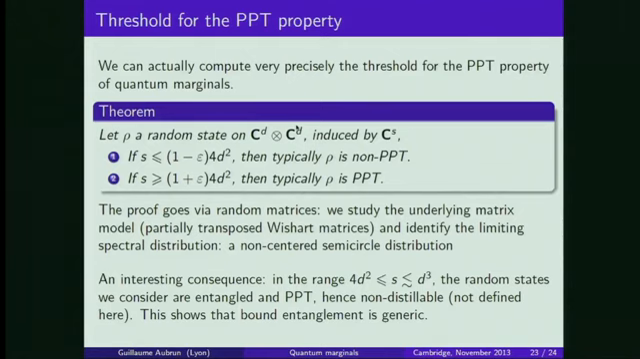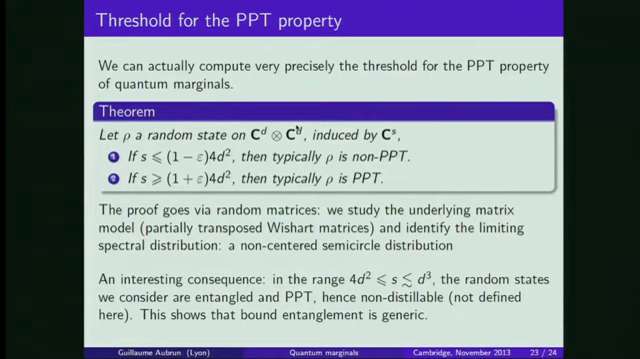So you can ask the same questions about when quantum marginals are PPT. And in that case, because checking this PPT property is easy algorithmically, I obtained a very sharp answer for the threshold. The threshold occurs at the level of 4d squared. So here you see we have more information. We know not only the order, but even the constant in front of the order. So similarly, below the threshold, random states are typically non-PPT, and above they are typically PPT.